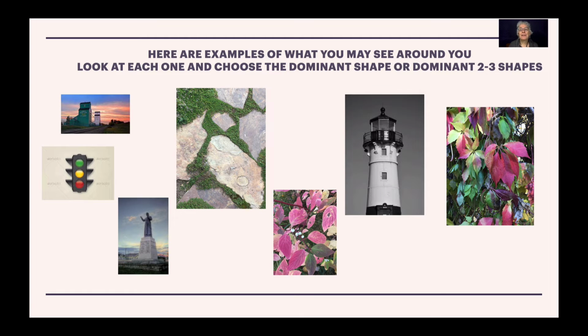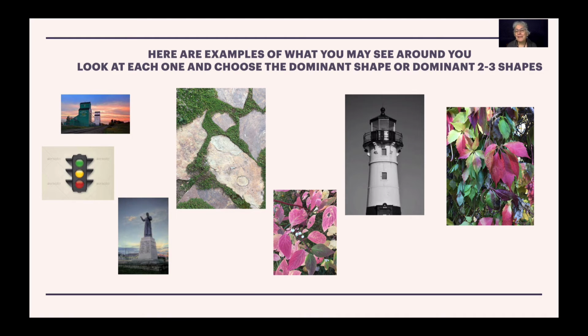Here are examples of what you may see on a walk. You could see old-fashioned granaries, mostly rectangles. You have a traffic light, circles, triangles, and a rectangle. You have a statue, mostly rectangles, different sizes of rectangles, odd-shaped rectangles, and a circle on the top. In this pathway, you have mostly roughed up rectangles. The leaves have their own shapes related to an eye shape. The lighthouse, very straight and hard edges.